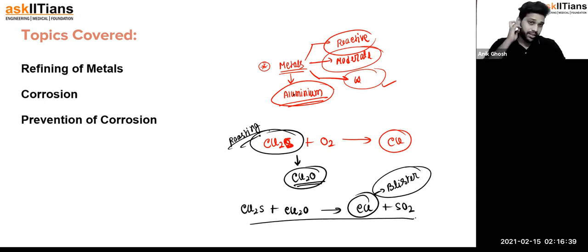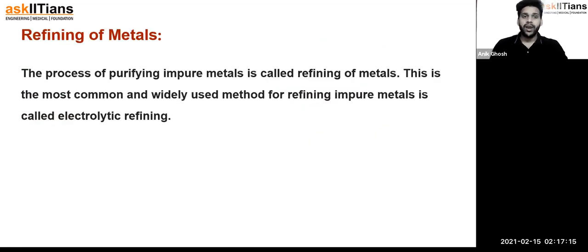As I told you in the last video, the electrolysis method we use to separate out the reactive elements is also going to be used for refining of metals. Today we are going to read how we can refine metals via this electrolytic method. Apart from that, we are going to read about corrosion and how to prevent metals from corrosion. So the first thing is refining of metals.